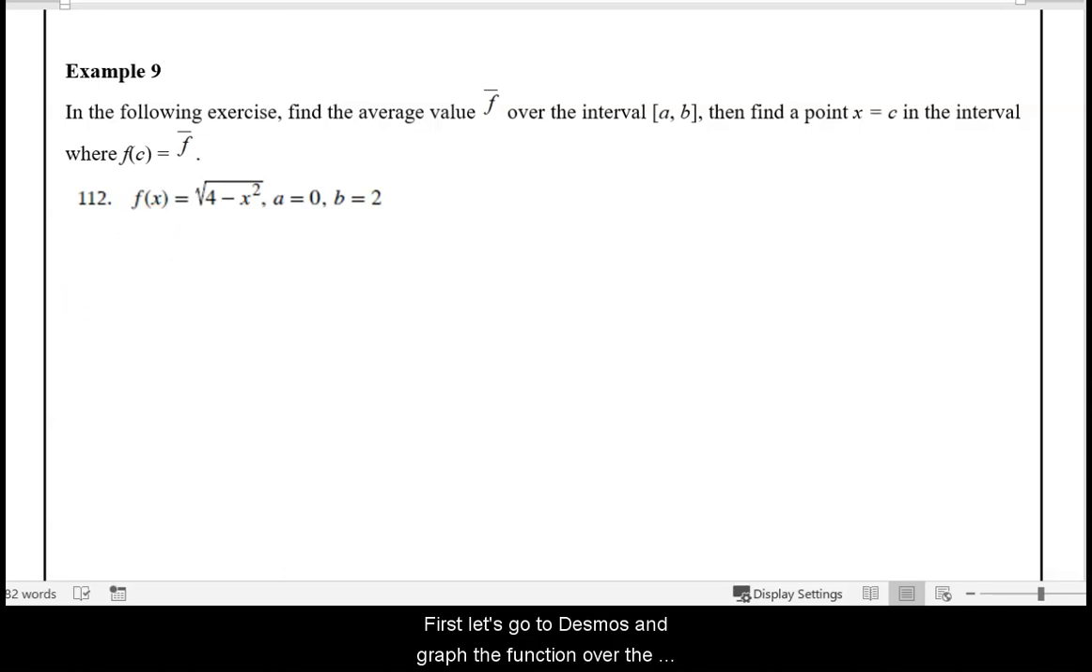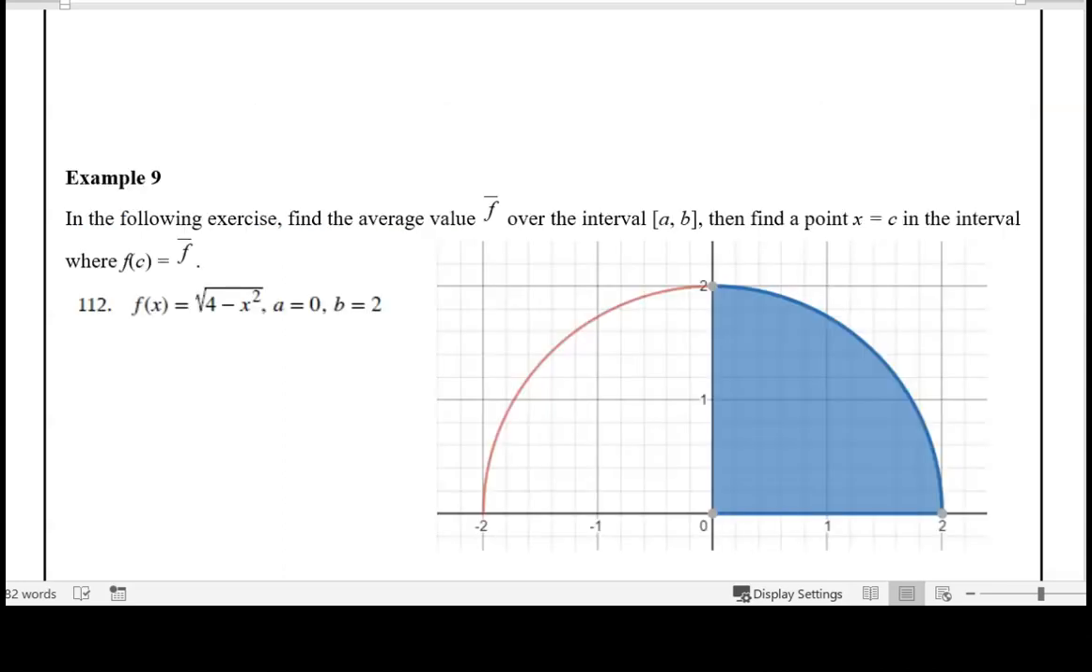First, let's go to Desmos and graph the function over the closed interval from 0 to 2. You'll see here in the picture on the right that the square root of 4 minus x squared is the upper semicircle for the circle centered at the origin with radius 2. I've shaded in only the part from 0 to 2. I want to find the average value over that interval.